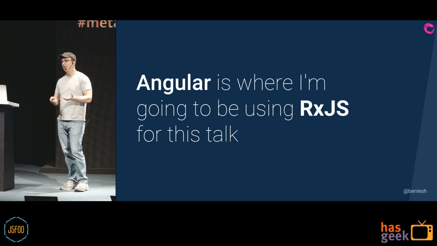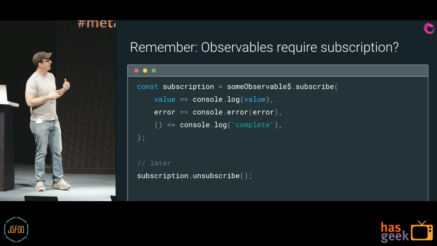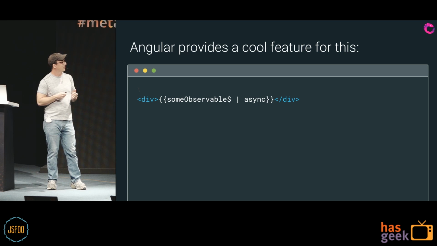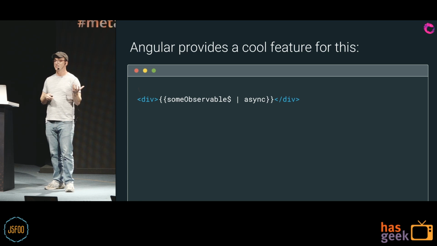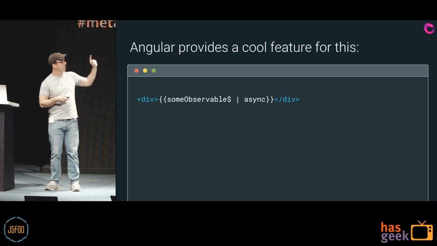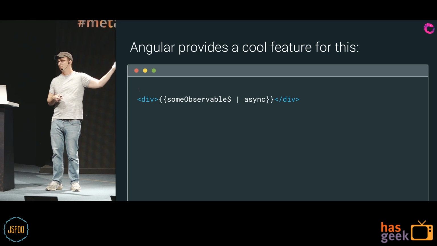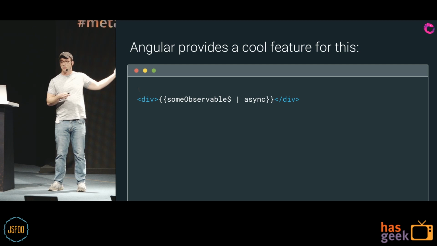So remember that I said before observables require subscription. In Angular, we've got a really nice feature called pipe async. So you're going to see that a little bit. It's part of the template, and it says, hey, when this component mounts, I want you to subscribe to that observable, and every value it nexts out, I want you to place in the template right here. Just bind it out. And then when the component unmounts or is destroyed, it's going to unsubscribe for you automatically. So you don't have to manage that subscription.